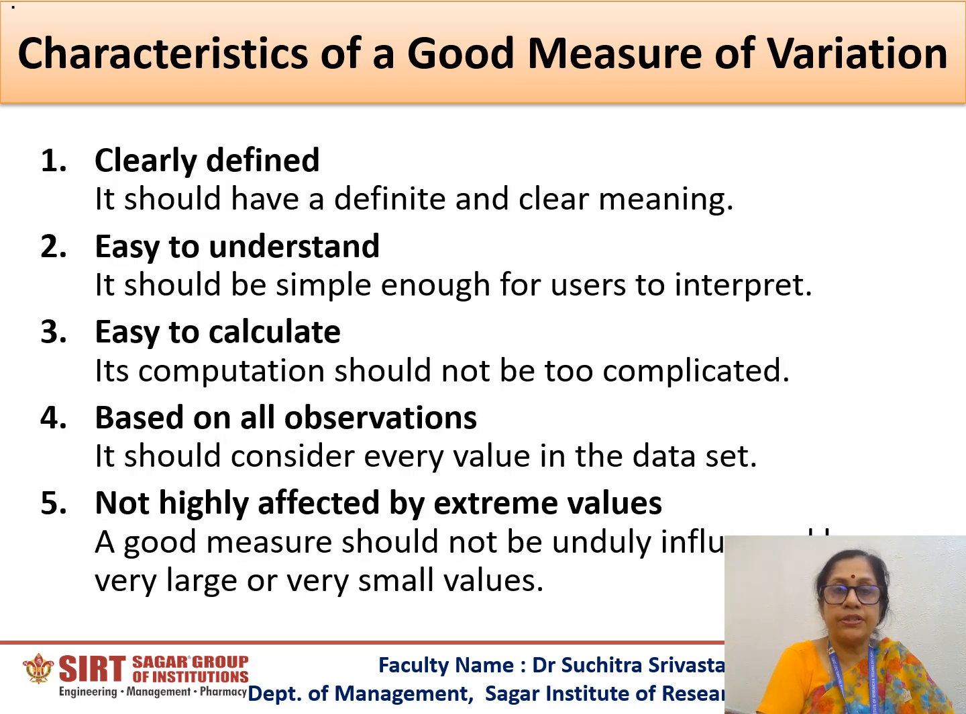Let us now talk about the characteristics of a good measure of variation. Now, a good measure of variation should be clearly defined. That is, it should have a definite and clear meaning. It should be easy to understand. That is, it should be simple for the users to understand and interpret. Next, it should be easy to calculate. Next, it should be based on all the observations in the data set. Next, it should not be highly affected by the extreme values of the distribution.